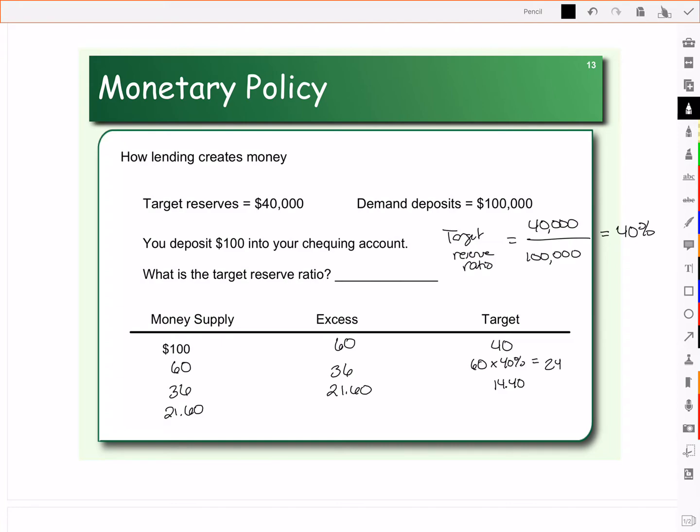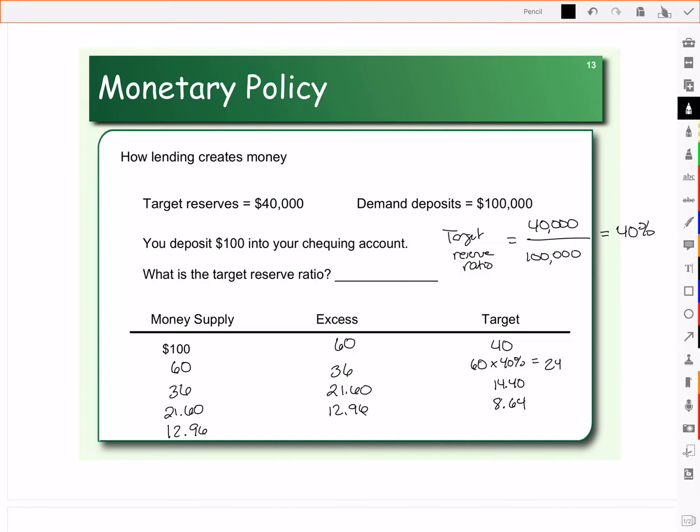Well, if they do so, then of that $21.60, the bank has to hold 40% as cash. That's what, $8.64. And the rest of it becomes excess reserve, so 21.60 minus 8.64. So $12.96 is excess reserve, and $12.96 gets lent out to someone else. All right, well, let's keep going.